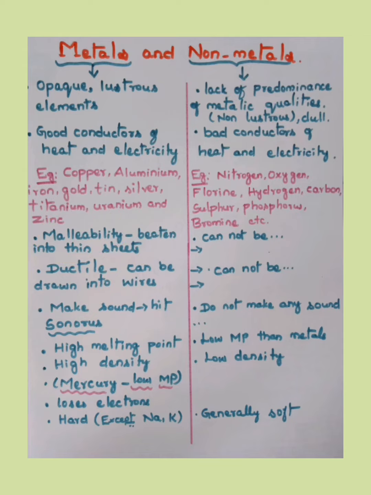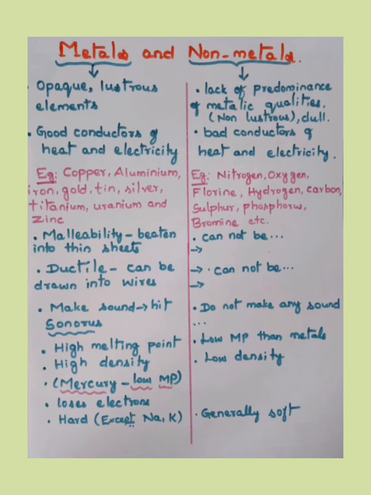Then, metals are ductile in nature. What is ductile? Metals can be drawn into wires. For example, aluminium can be drawn into wires. Copper can be drawn into thin wires. Non-metals cannot be drawn into thin wires. So this property of drawing metals into thin wires is called ductility.